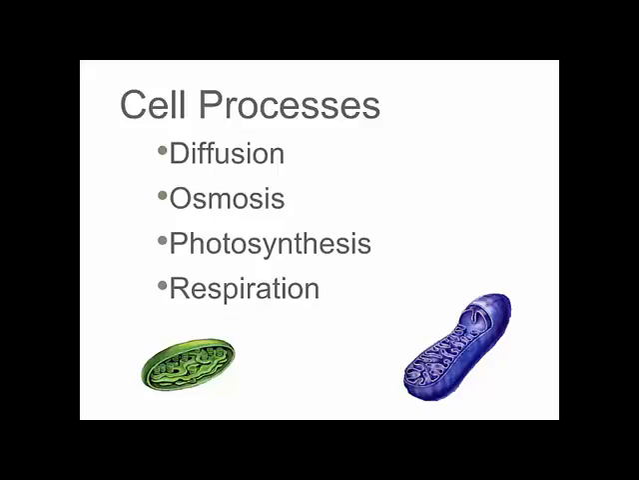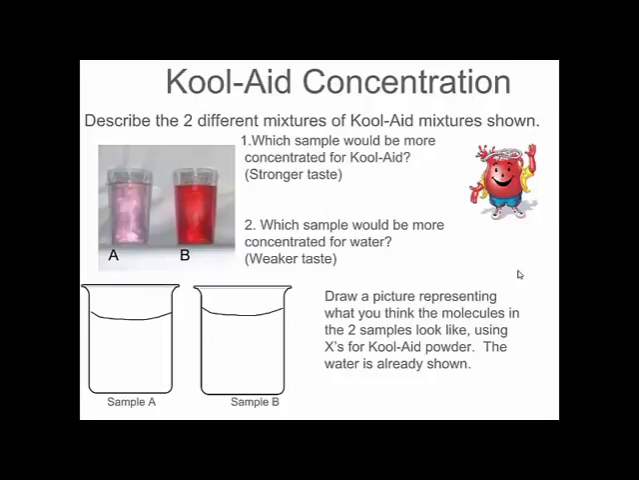So we've talked about microscopes, talked about cells, cell organelles. To finish up with this unit, we're going to be talking about cell processes. These are things that happen in cells. We're going to start by talking about osmosis and diffusion, and then we're going to move on and talk about photosynthesis and respiration. So to start, though, to talk about diffusion or osmosis, we first have to talk a little bit about concentrations and dissolving things.